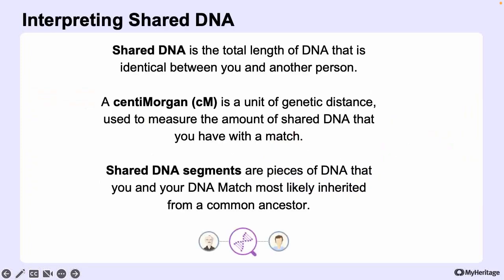So let's explain a few terms. Shared DNA is the total length of DNA that is identical between you and another person, between me and Homer, for example. The centimorgan is a unit of genetic distance, and it's used to measure the amount of shared DNA that you have with the match. So you look at the shared DNA, and centimorgan is the unit of measurement that shows it. And shared DNA segments are pieces of the DNA that you and the DNA match share, and most likely inherited from a common ancestor. These are also very useful, and later on I will show how you can use them.